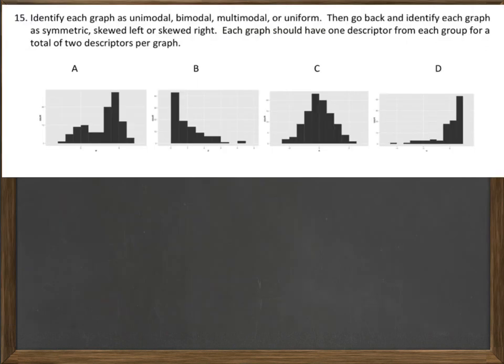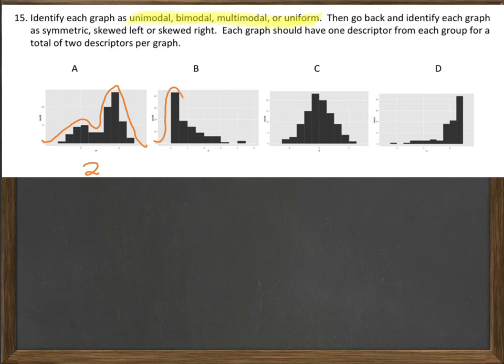All right, the next problem gives you 4 different graphs, and we first have to go through and identify each one of these as unimodal, bimodal, multimodal, or uniform. So let's take a minute and do that. Remember, I taught you in class either the roller coaster test or the blanket fort test. The roller coaster test says if I build a roller coaster over this graph, how many peaks would it have? This looks like it has 2 peaks.